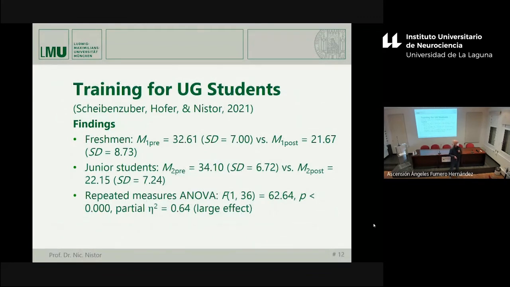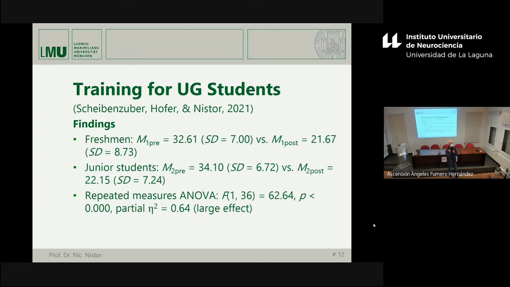Well, and the main finding was that we had a very large pre-post effect measured using a fake news credibility test. That means we had a collection of fake news and we showed that as screenshots to our students, and they had to rate on a Likert scale from 1 to 7 how credible they thought those news were. And so from 32 to 21, that is an improvement. The best score was 1 and the worst was 10. So it's kind of counting errors, so smaller scores are better. And it was more or less the same for freshmen and for junior students.